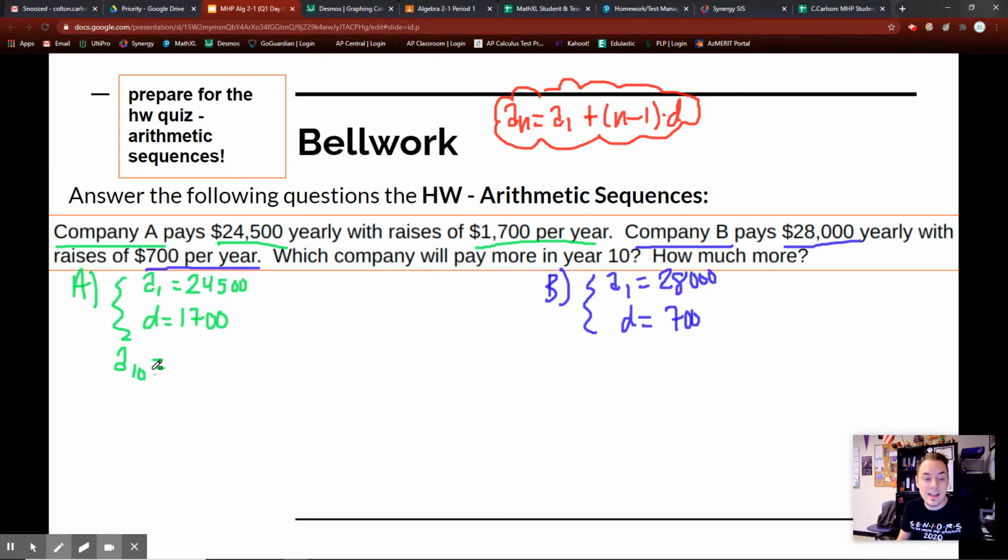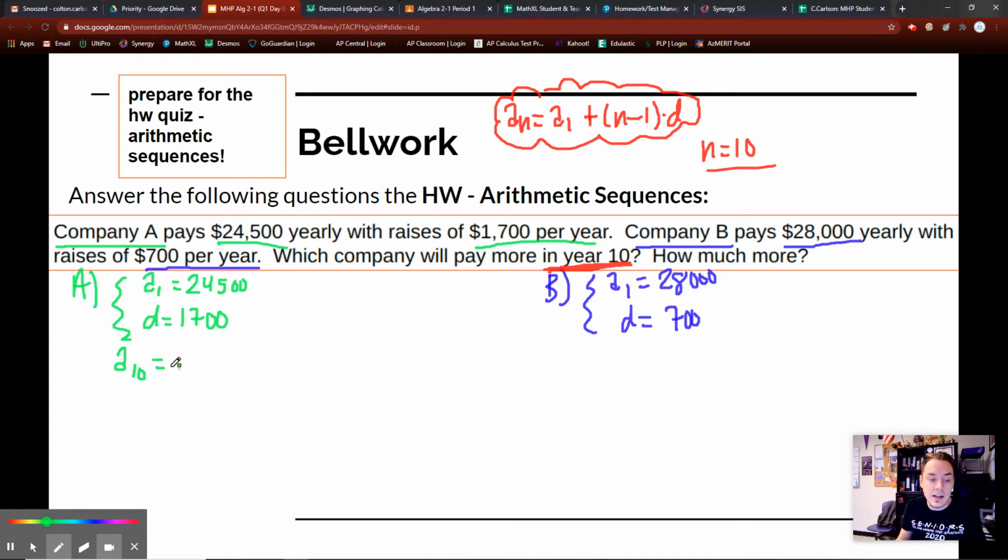Now, why a sub 10? Why is my n here? I'm actually going to put this in red. Why is my n equal 10? Because we want to know, in both companies, after 10 years, how much will you make? So in company A, how much will you make after 10 years? In company B, how much will you make after 10 years? So that means my n is going to be 10, and that's going to remain the same for both problems.